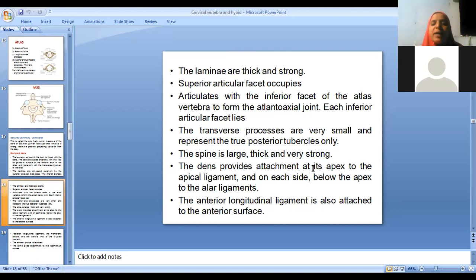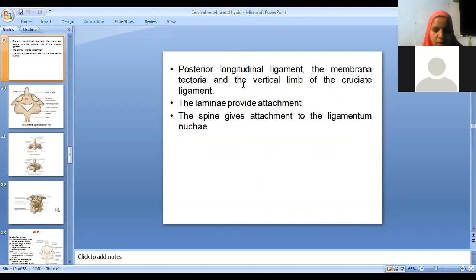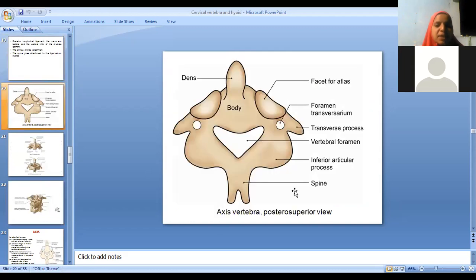Dens is providing attachment to the apical and alar ligaments. Anteriorly we have the anterior longitudinal ligament, and posteriorly we have the posterior longitudinal ligament. Spine gives attachment to ligamentum nuchae. The spine is strong and bifid.